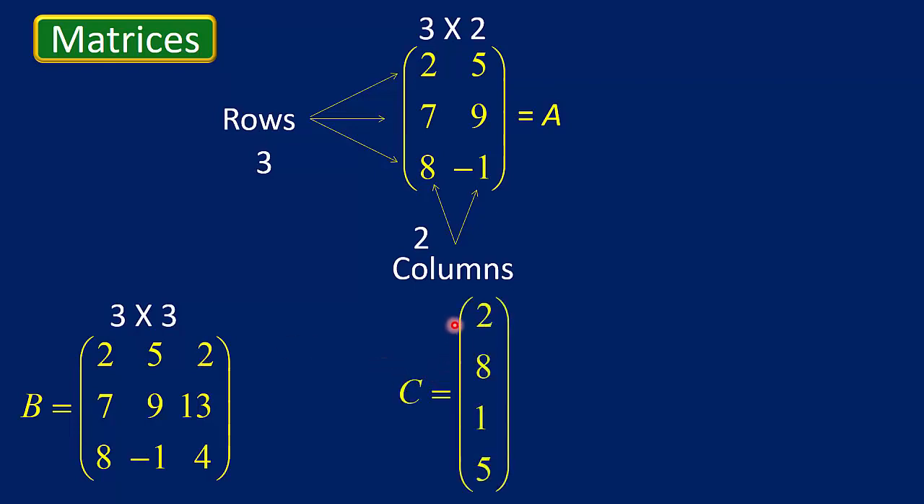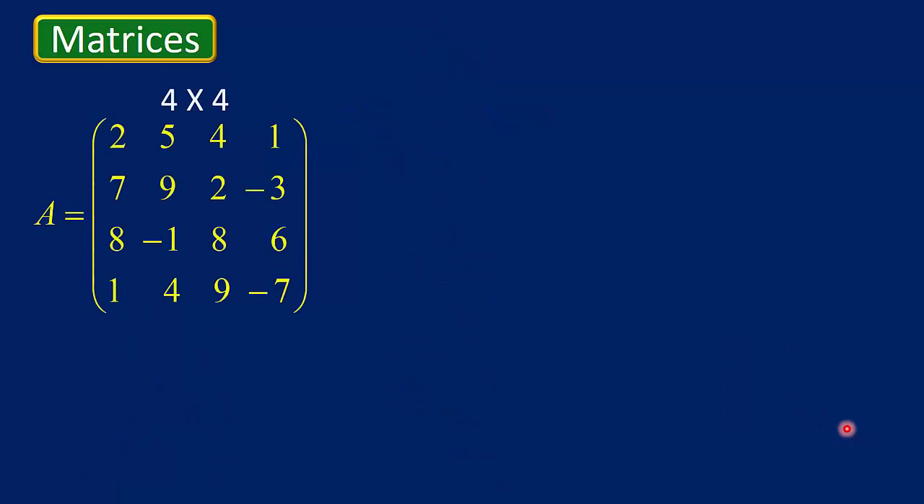This matrix, notice it has 1, 2, 3, 4 rows, but 1 column. So it's a 4 by 1. This is a column matrix here. And then we have a 1 by 2. See, 1 row and 2 columns. Okay, so that's a 1 by 2. So these are just some definitions of how we talk about matrices. We talk about them by their rows and columns.